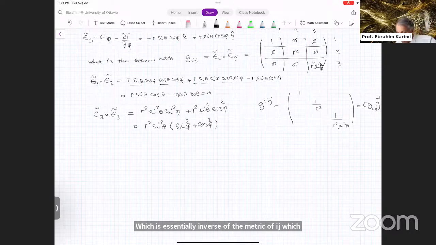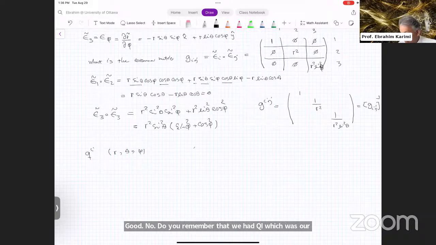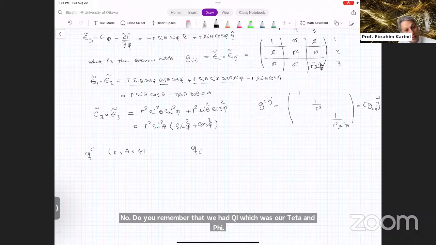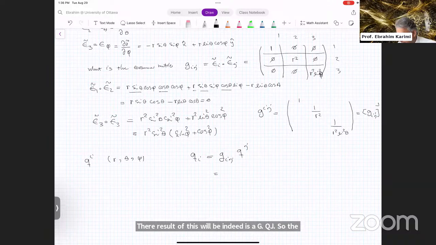Good. Now, do you remember that we had q^i, which was r, theta, and phi? Now I can ask you, what is q_i? What is the result of that? The result of this will indeed be g_ij q^j. So the metric that we had, if you look at the components of that, will be g_1j q^j. If you look for the q^1 and the dummy index, you have to sum them up. The g_12, g_13, they are zero.